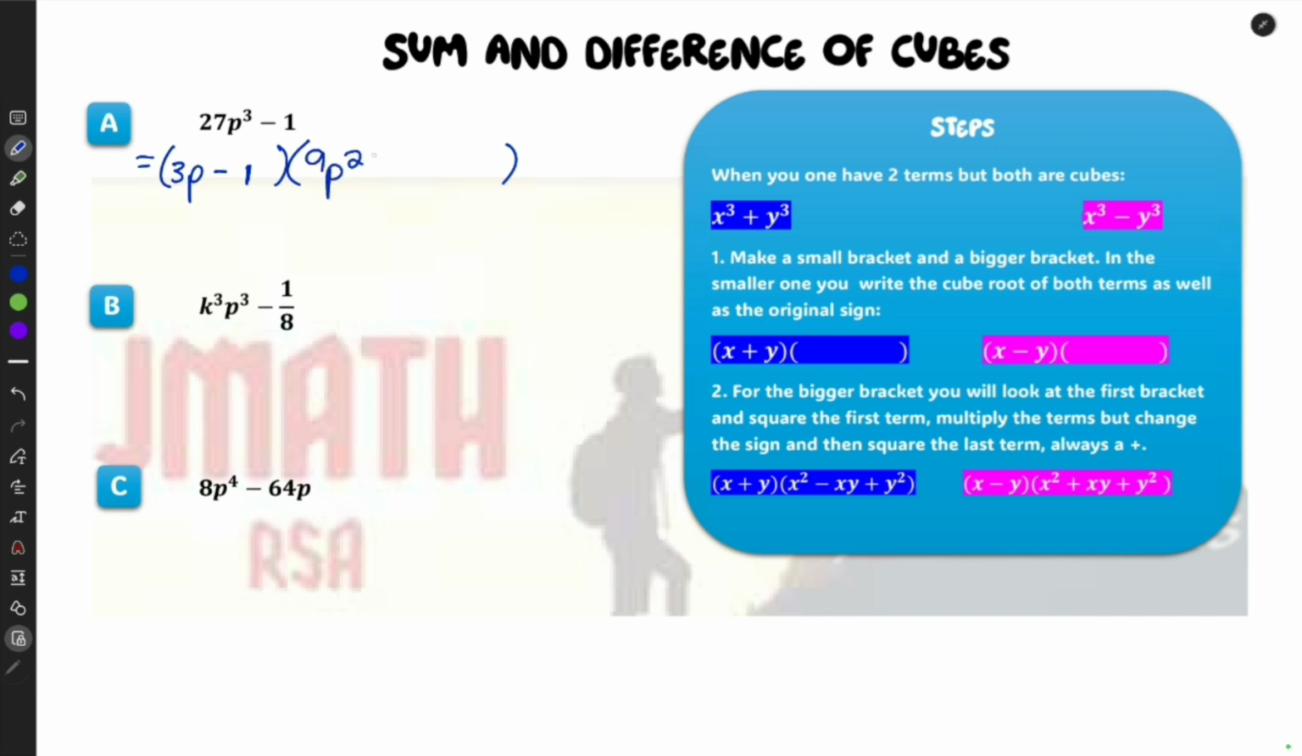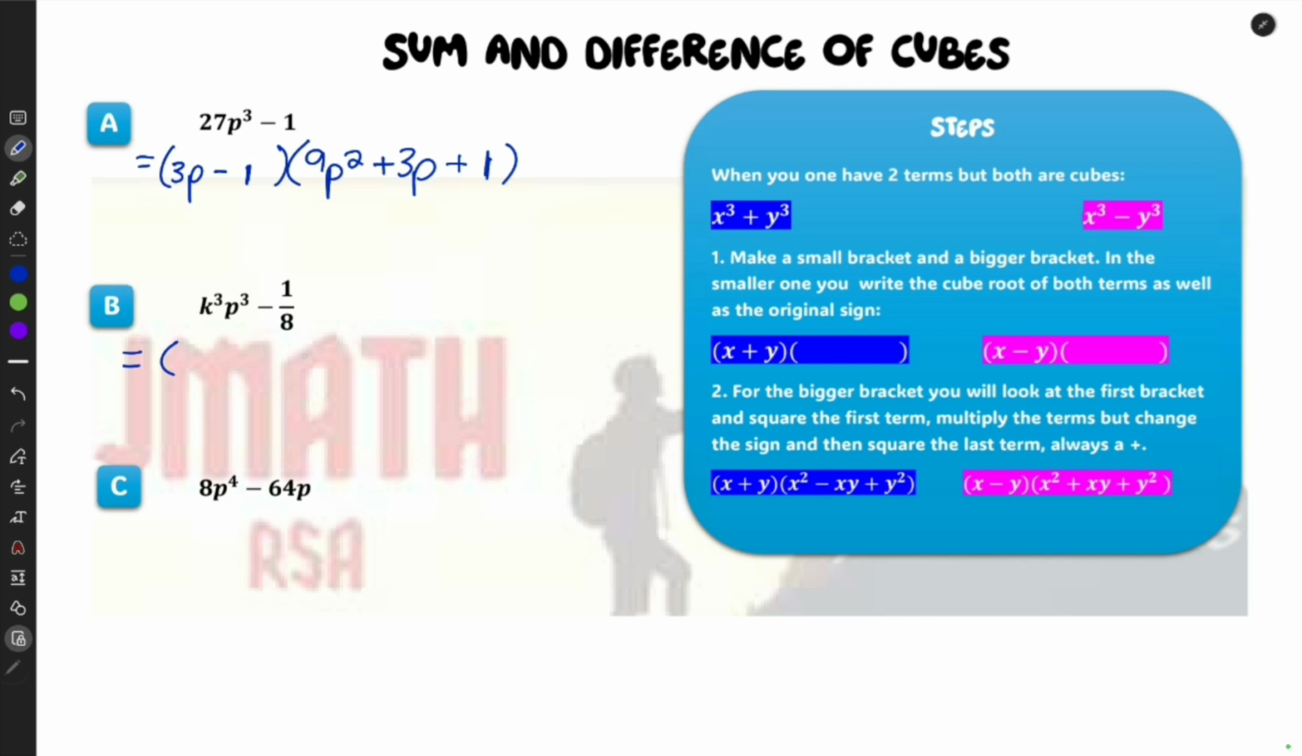Then I multiply the two terms in the small bracket, and I change the sign. So that would be 3p times 1 would just give me 3p, but I change the sign to a plus. The last one is always a plus, and you square the last term in the first bracket. So square the first one, multiply them but change the sign, and then square the last one. And that is done. I can't factorize that second bracket any further, so that's my final answer. Let's do a few more.